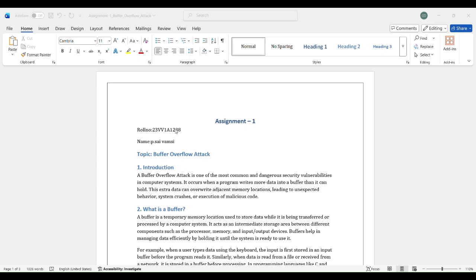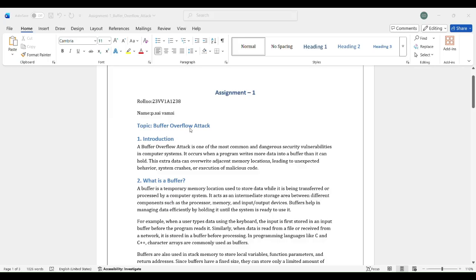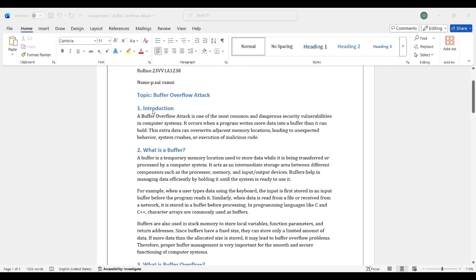Assignment 1. Role No. Introduction. Topic: Buffer Overflow Attack.